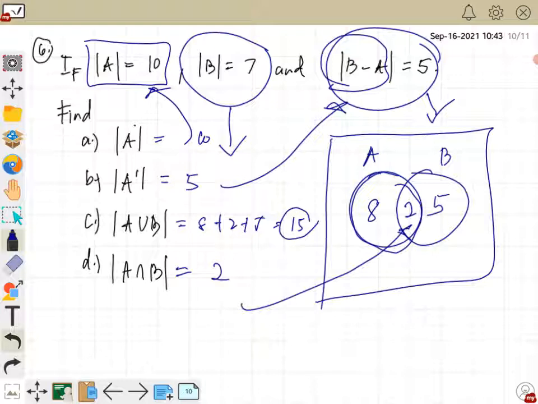So that's how we simply solve problems involving sets. There are still a lot of problems involving sets, but for this level, let us stop first. See you in the next chapter. The next chapter will talk more about real numbers.